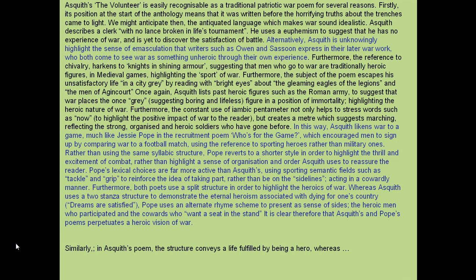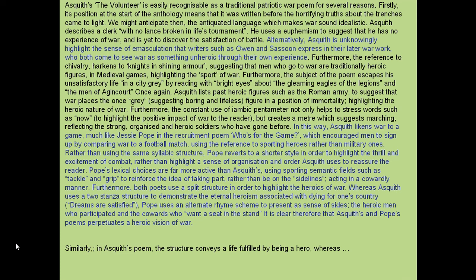Now here's my link. In this way, Asquith likens war to a game, much like Jessie Pope in the recruitment poem Who's for the Game, which encourages men to sign up by comparing war to a football match, using the reference to sporting heroes rather than military ones. Rather than using the same syllabic structure, Pope reverts to a shorter style in order to highlight the thrill and excitement of combat, rather than highlight a sense of organisation and order, which Asquith uses to reassure the reader. Pope's lexical choices are far more active than Asquith's, using sporting semantic fields such as "tackle" and "grip" to reinforce the idea of taking part, rather than being on the sidelines acting in a cowardly manner.